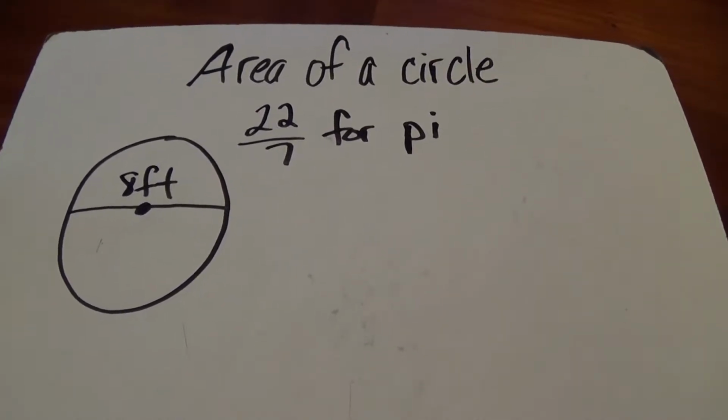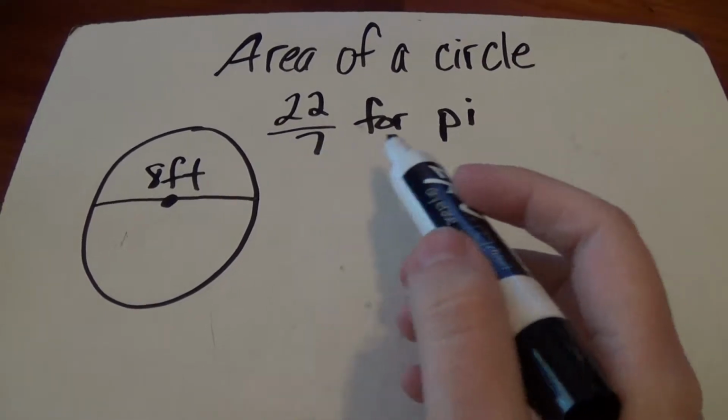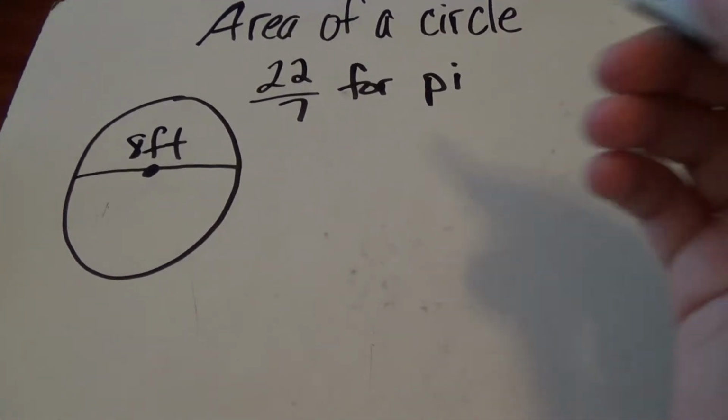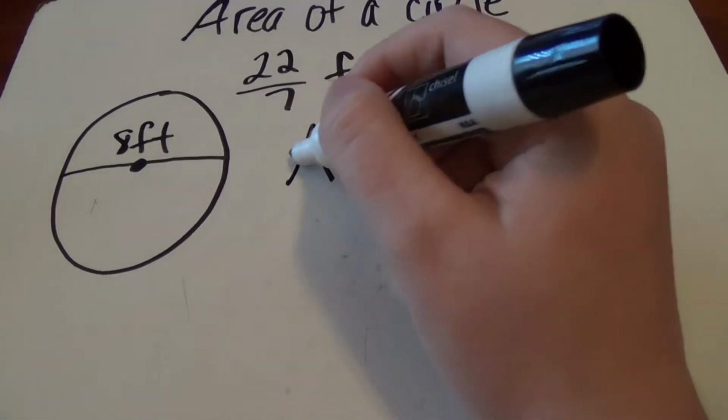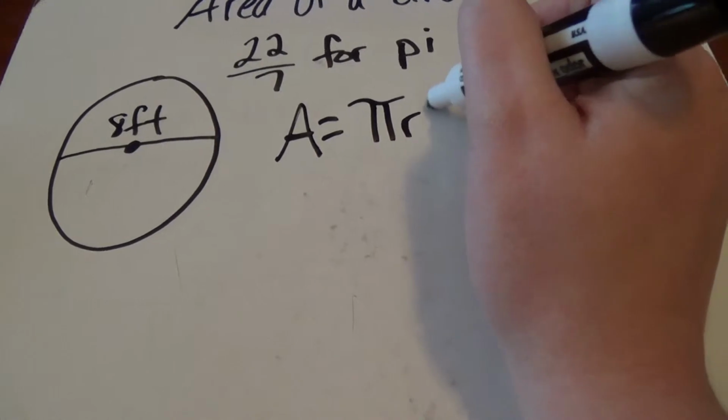Okay, in this video we're going to review how to find the area of a circle, except this time we're going to use 22 over 7 for pi. So do the same thing we always do in class. First step is to write your equation. So our area equals pi times r squared.